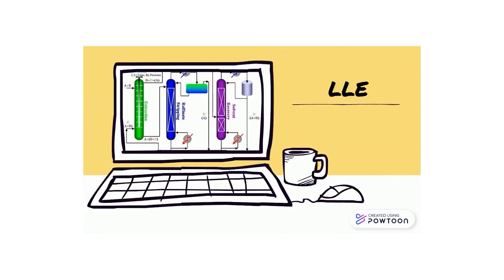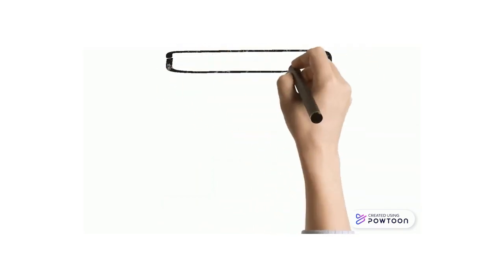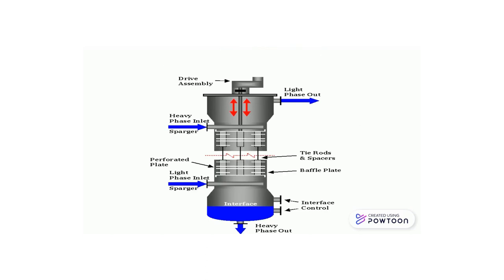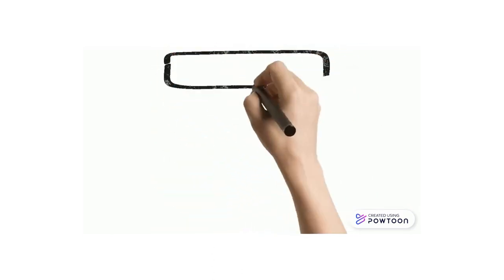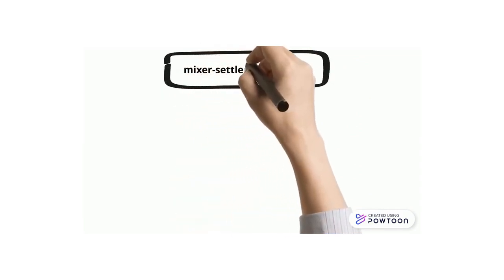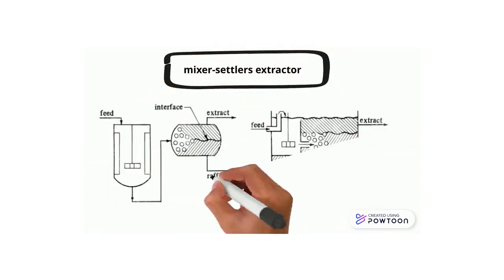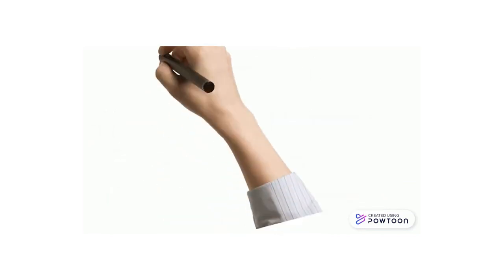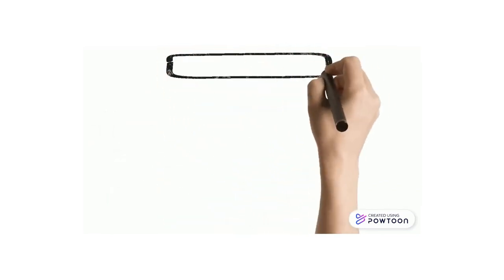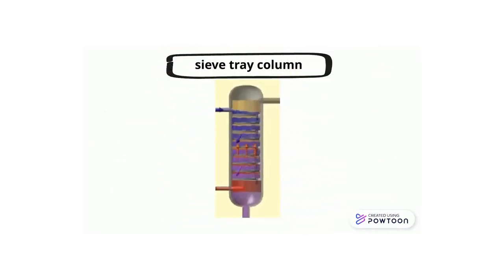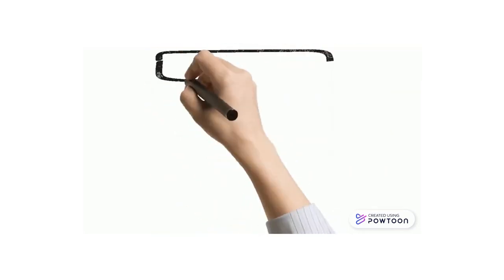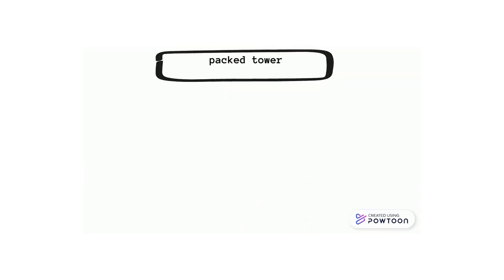Liquid extraction is being carried out using a variety of equipment. The first one is agitated column, also known as mechanical column. The second is mixer extractor, which is known as static column or equipment. Tray column, and finally packed tower.